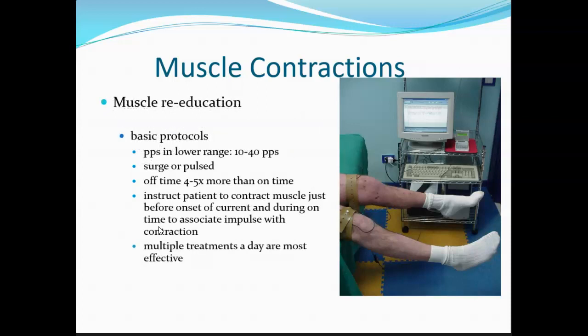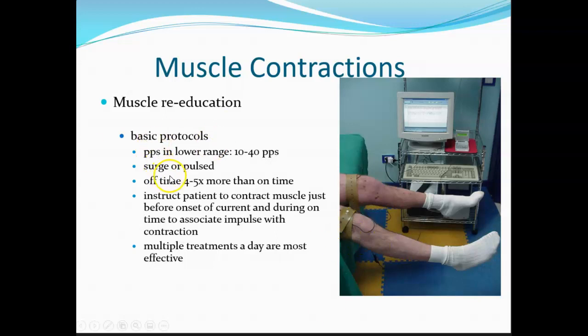This is a good slide for your practical stuff. As you start to set up the machine, this gives you some details. Our pulses per second, we want to be basically below 40. The lower we get, around 10, is going to give me a more twitch contraction. Closer to 40, it's going to give me a more tetany-type contraction, where it just contracts and holds. Either of these will be fine, and you can use it.